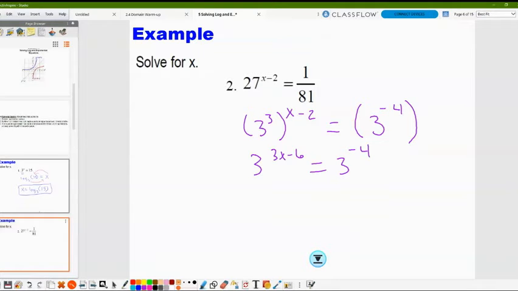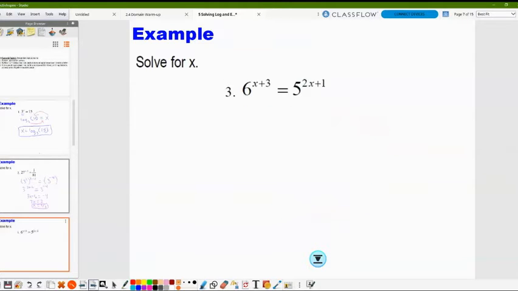If 3 to the 3x minus 6 equals 3 to the negative 4th, what must be true? 3x minus 6 must equal negative 4. Remember, we're not doing an operation to both sides. Just by logic, we're saying if this is true, this must be true. So once we have them set equal to each other, it's just a quick matter of solving. 3x, if I add 6 to both sides, I get 2. Divide both sides by 3, and I get x equals 2/3. Okay, so that's 2 of our approaches. Let's take a look at another problem.